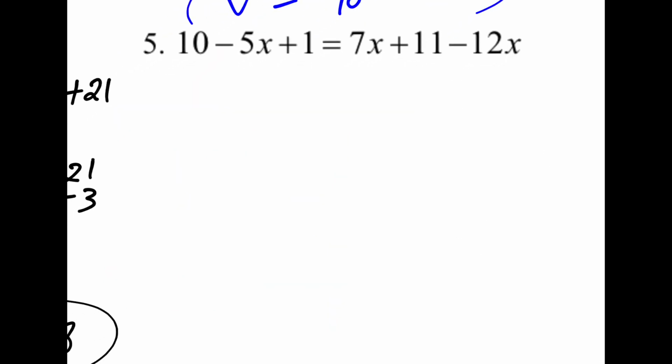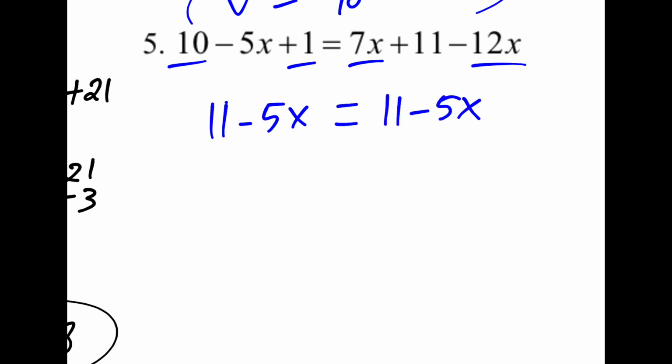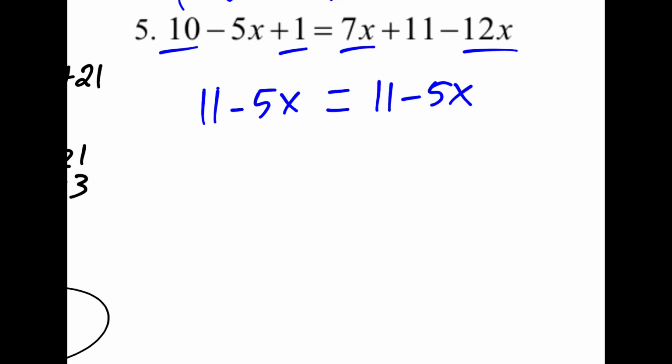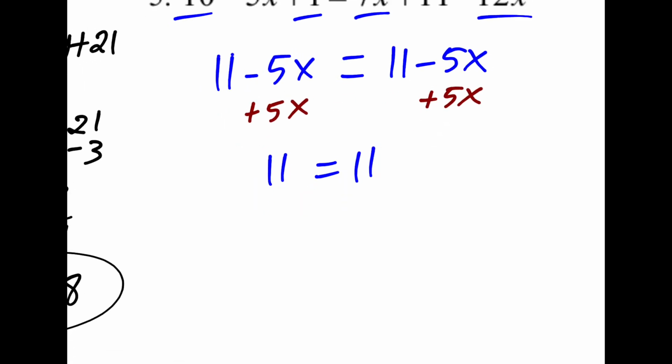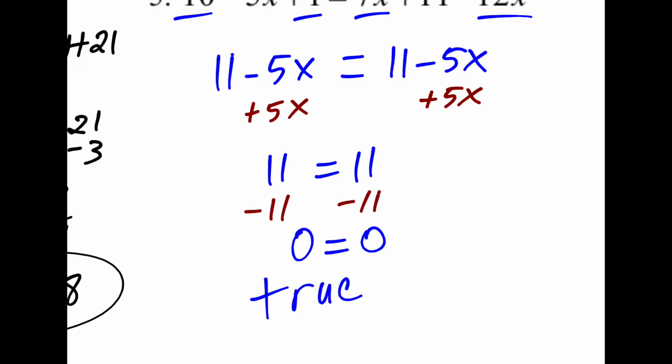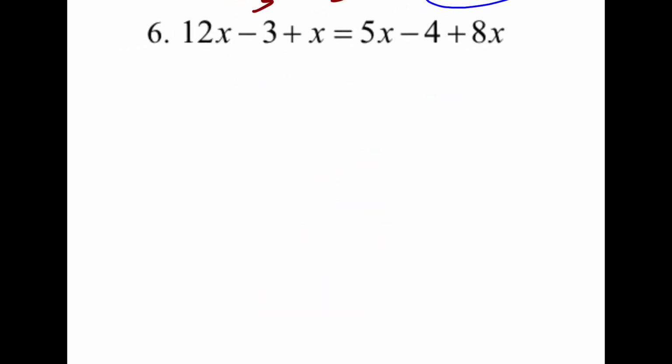Quite a bit of combining like terms to do here, the 10 and the 1, the 7x and the negative 12x. So 11 minus 5x is equal to 11 minus 5x. So after that, if I try to move over my x terms, here's what happens, which is kind of weird. The x's go away, and I have 11 is equal to 11. Is that a true statement? It is. I could try to subtract 11 from both sides, and I would end up with 0 is equal to 0. This is a true statement. But we don't have an answer for x, so what does that mean? Let's try another one and come back to that.